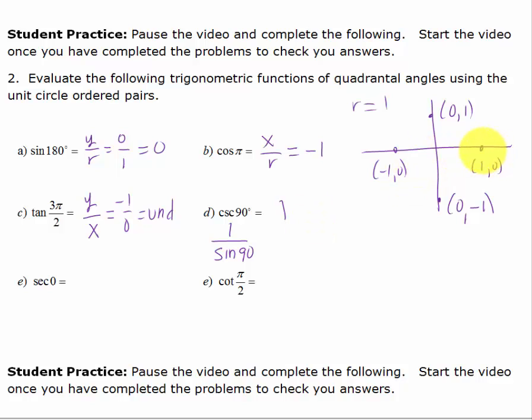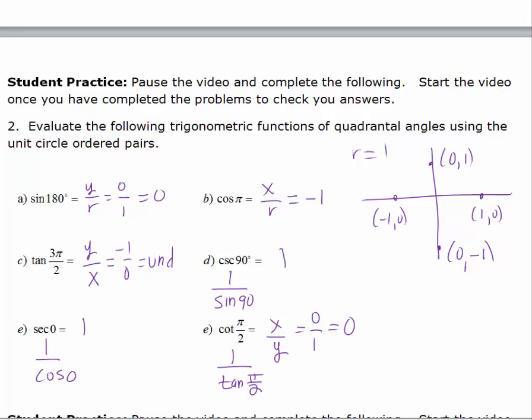The secant of 0 would be 1 over the cosine of 0. The cosine of 0 is x over r, which is 1 over 1. And again, the reciprocal of 1 over 1 is 1. And last is the cotangent of pi over 2. Cotangent is 1 over the tangent of pi over 2. The tangent is y over x, so this is going to be x over y. So at pi over 2, I'm going to have 0 over 1, which is just equal to 0.